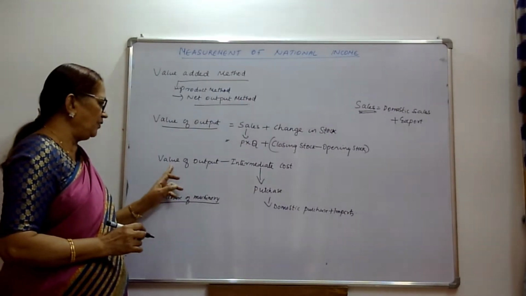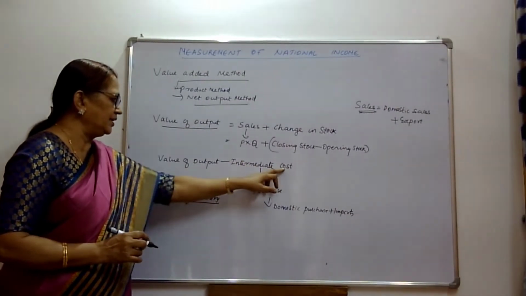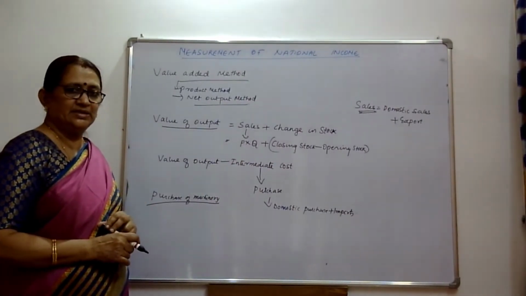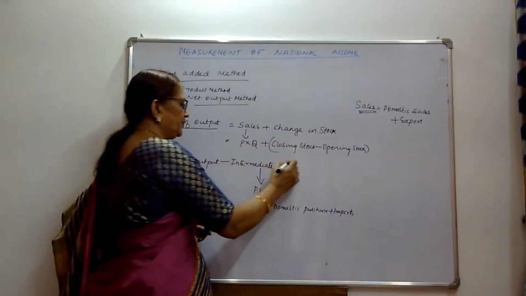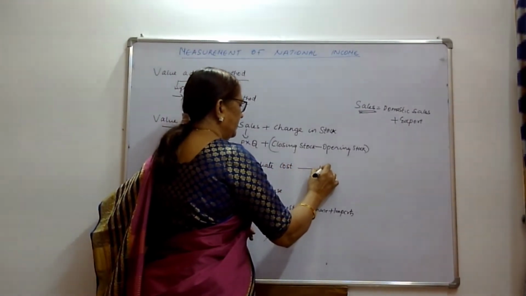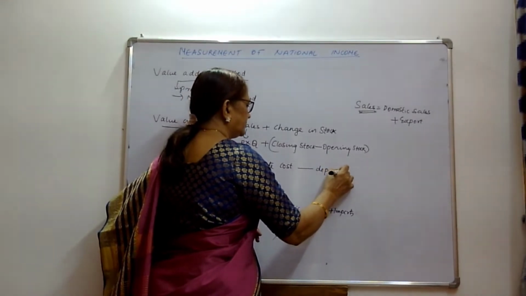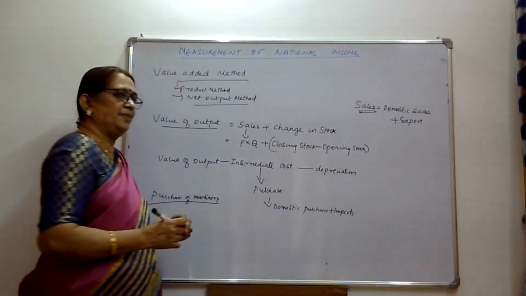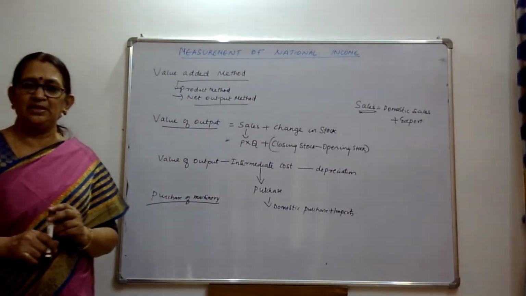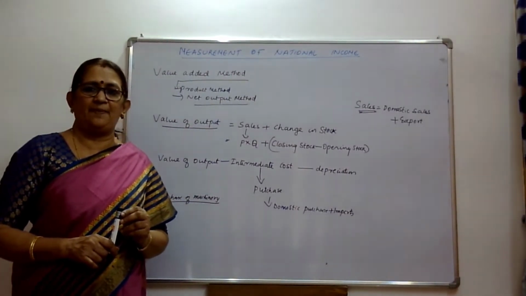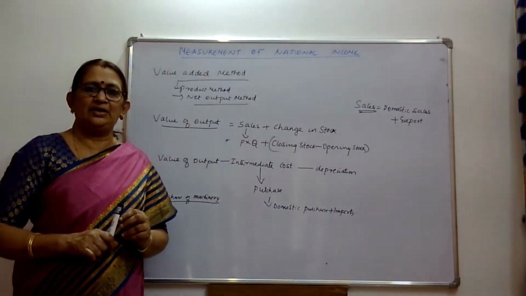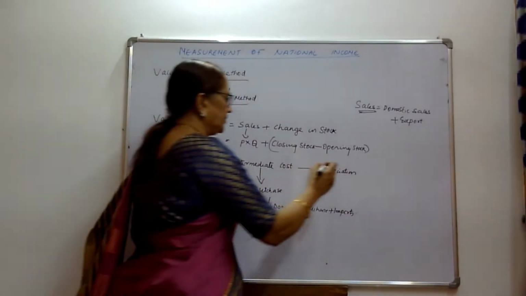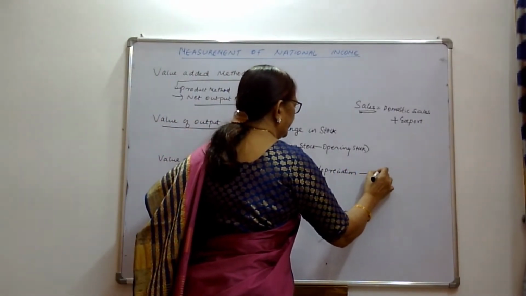So value of output minus intermediate cost gives us GDP at market price. Minus depreciation, we get NDP at market price. What is depreciation? Consumption of fixed capital, replacement cost. It is already explained. Then net indirect tax.